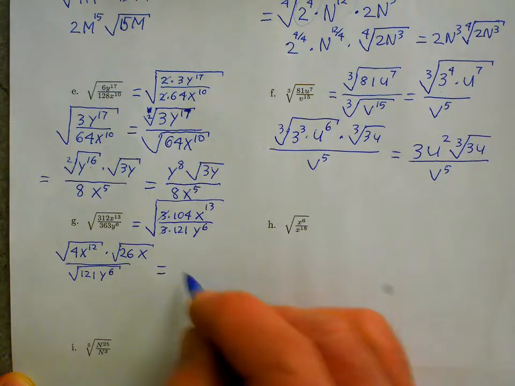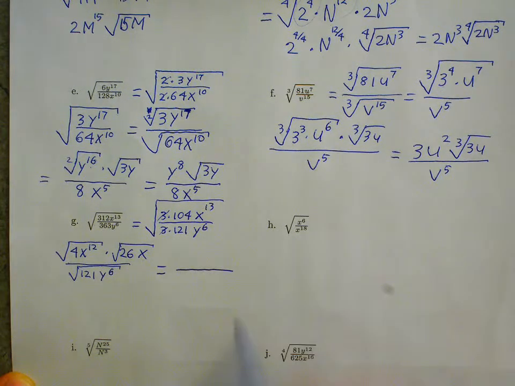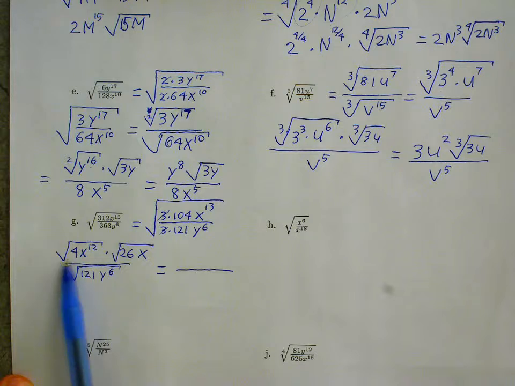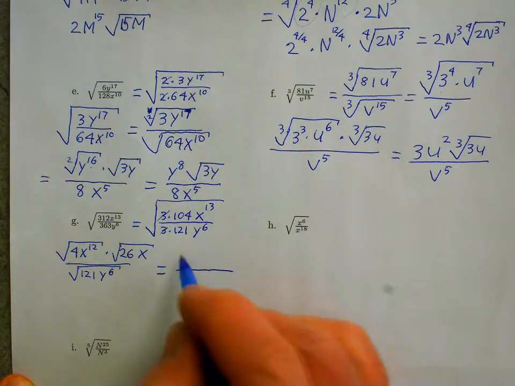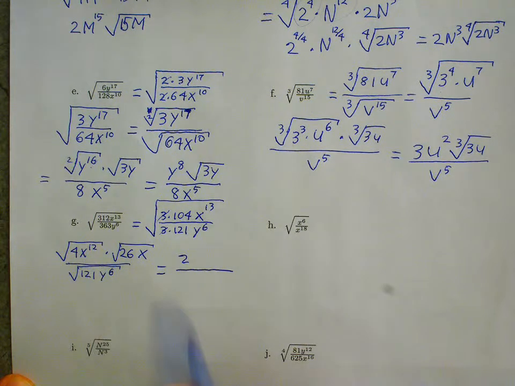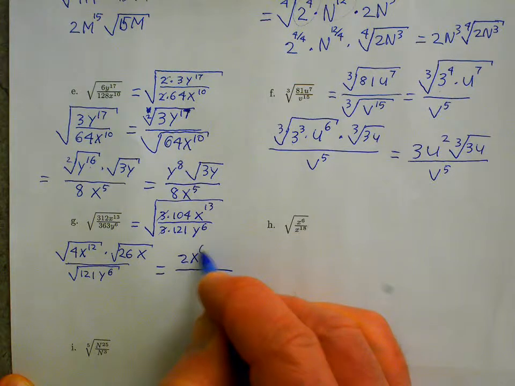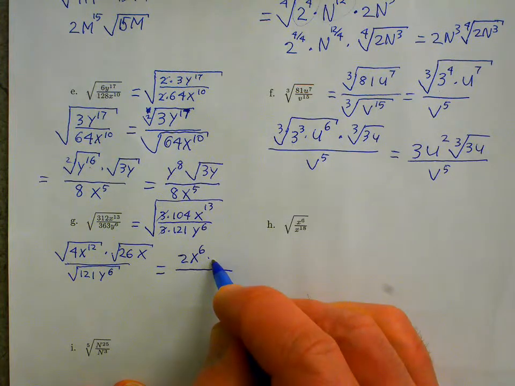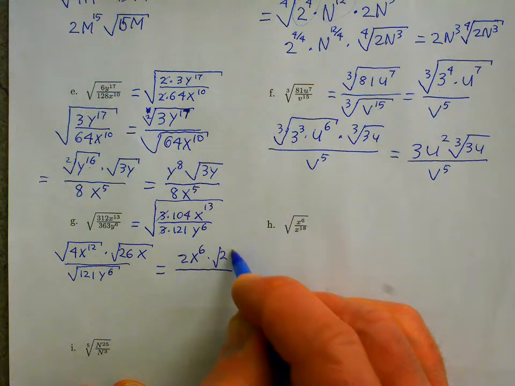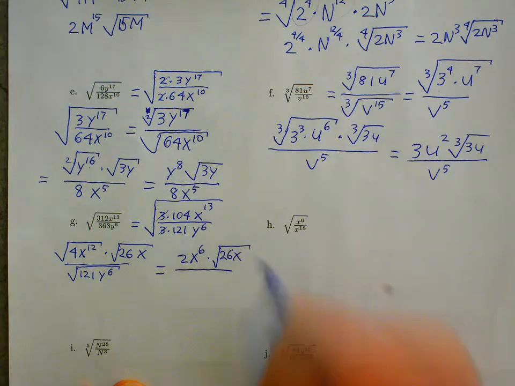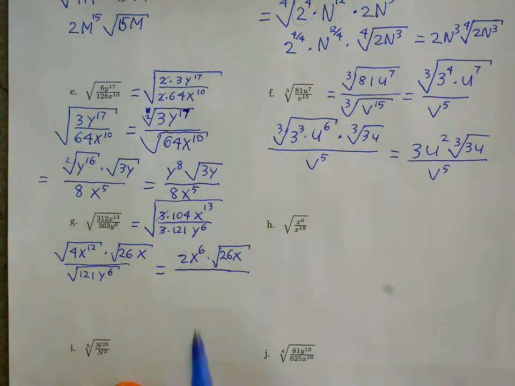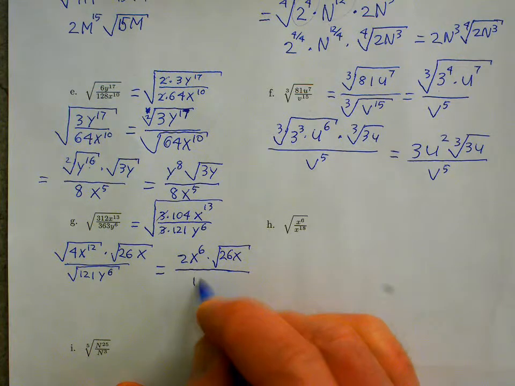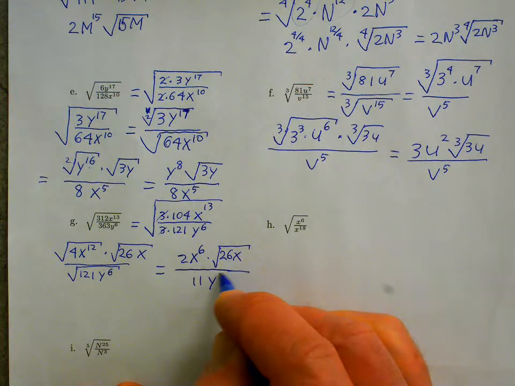And then finally, we can write the simplified result. In the numerator, the square root of 4 is 2. The square root of x to the 12th is x to the 6th. And also in the numerator, we have to include the square root of 26x. And in the denominator, the square root of 121 times y to the 6th is 11y to the 3rd.